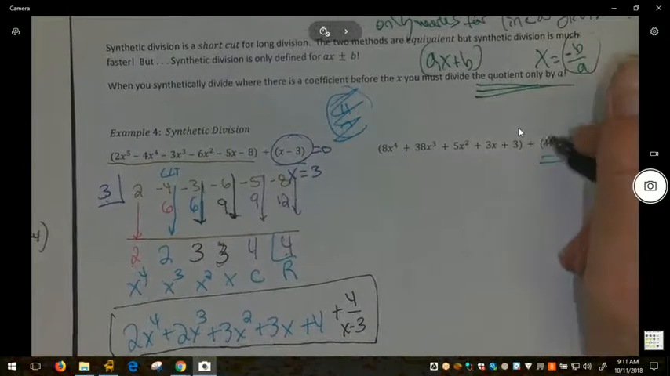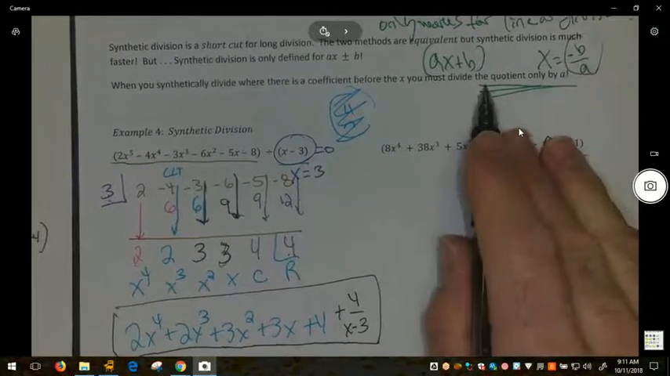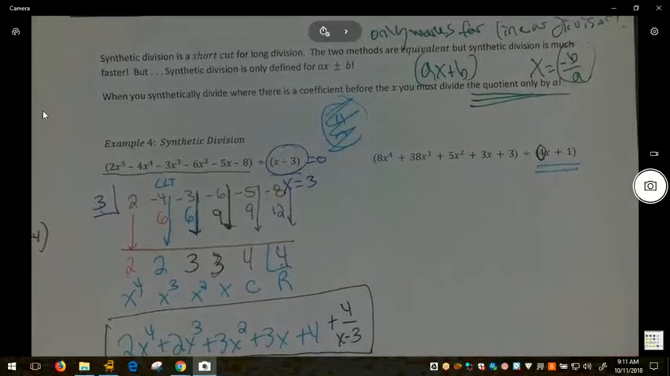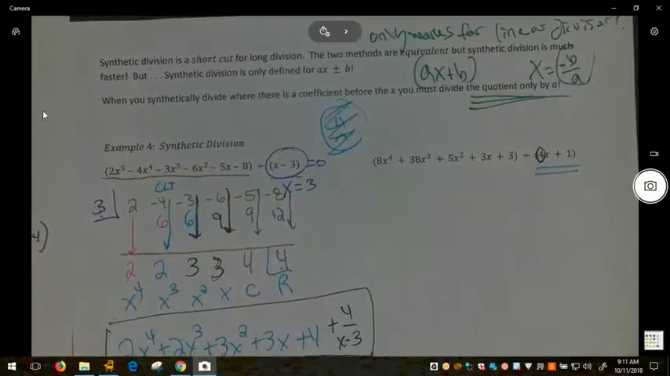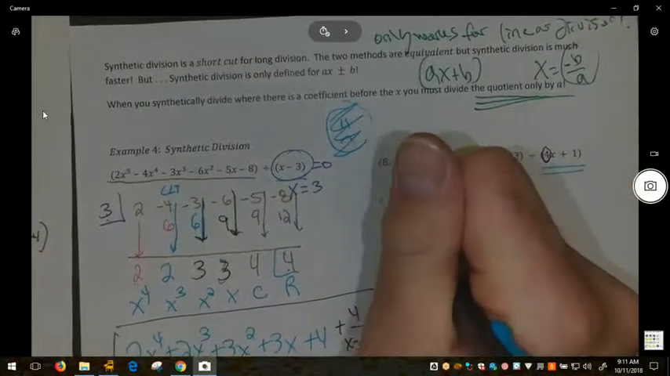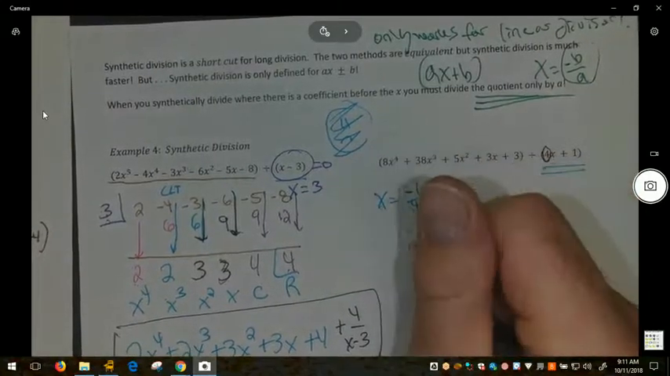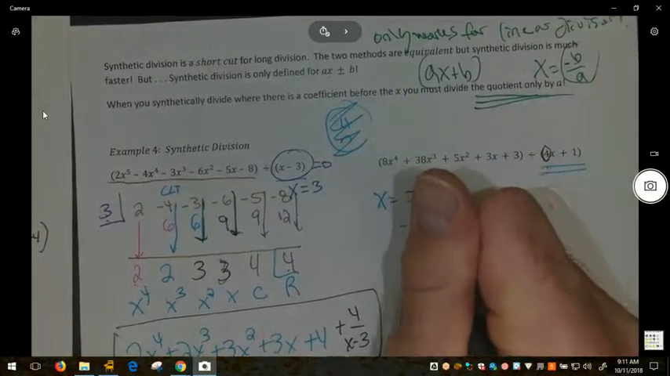This one has this letter A that we have to be careful of. At the end, the quotient has to be divided by that number to give us the same thing we would have gotten if we had done long division. So right now we have x equals, I'm going to subtract 1 and divide by 4. So that's what I put in my box, negative 1/4.